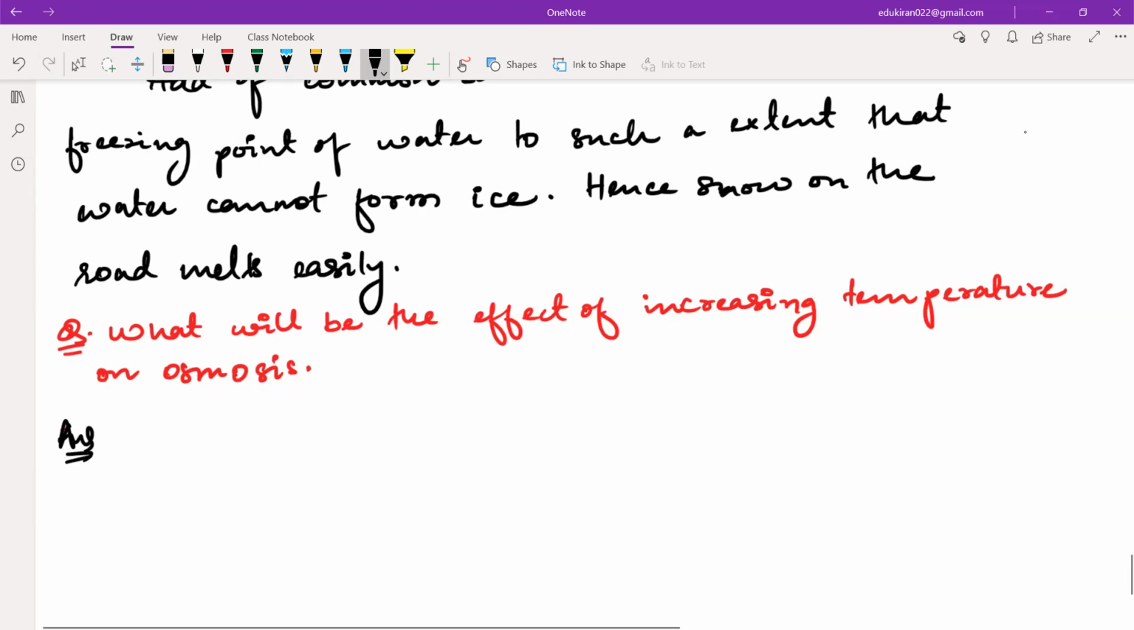Answer in chat, what will happen to osmosis? The rate of osmosis will increase, decrease, or remain same. Waiting for Hanifa and Rafat. Send the answer in chat.